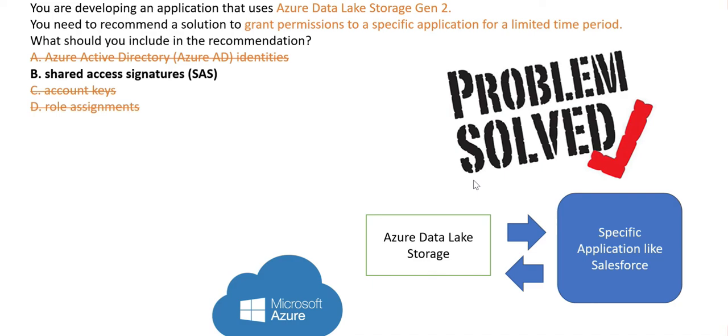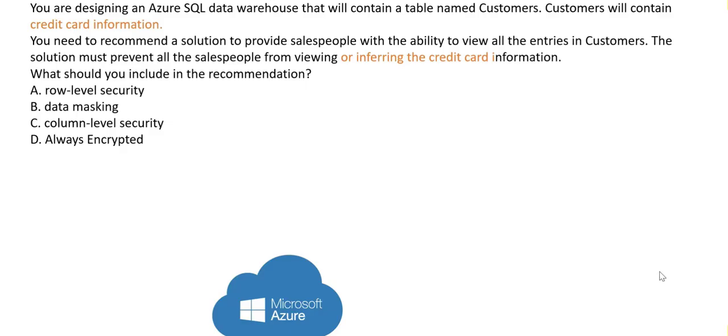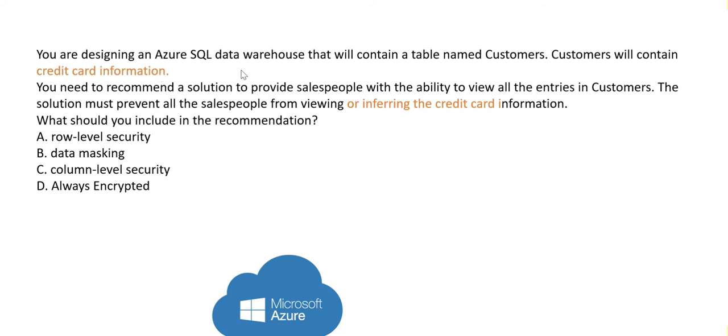Let's see one more. So this question says, you have a table named customers, and this customers table has credit card information. This has to be not visible. So you must prevent all salespeople from viewing or inferring the credit card information. This is a keyword. They should not be able to see or infer the credit card information.